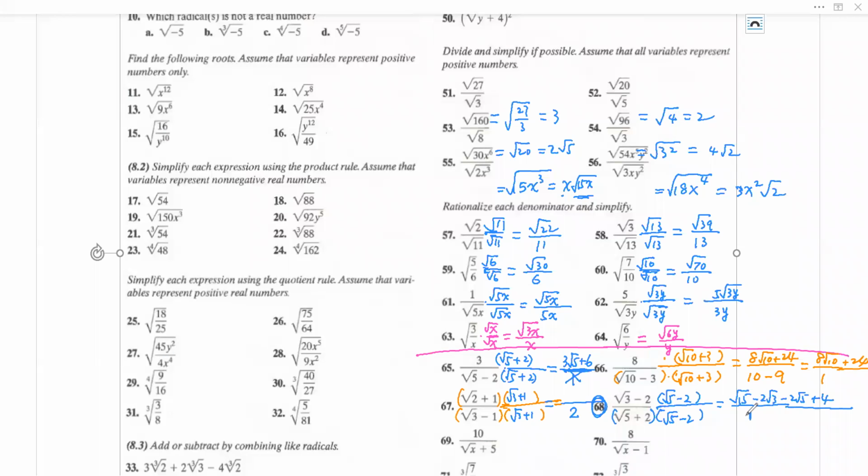Okay, go to 69. So what's the conjugate of this one? I need to ask someone. Anna, what's this one? Radical x minus 5. Yes, exactly. Easy thing, right? So this is a plus b, this is a minus b. So the bottom part became x minus 25, right? Much easier, right? The top part, you just keep it as it is, minus 5.